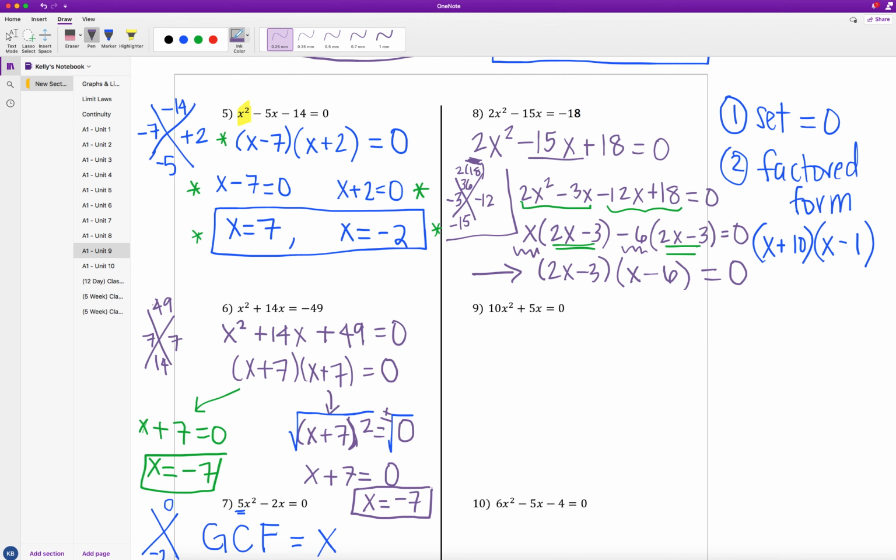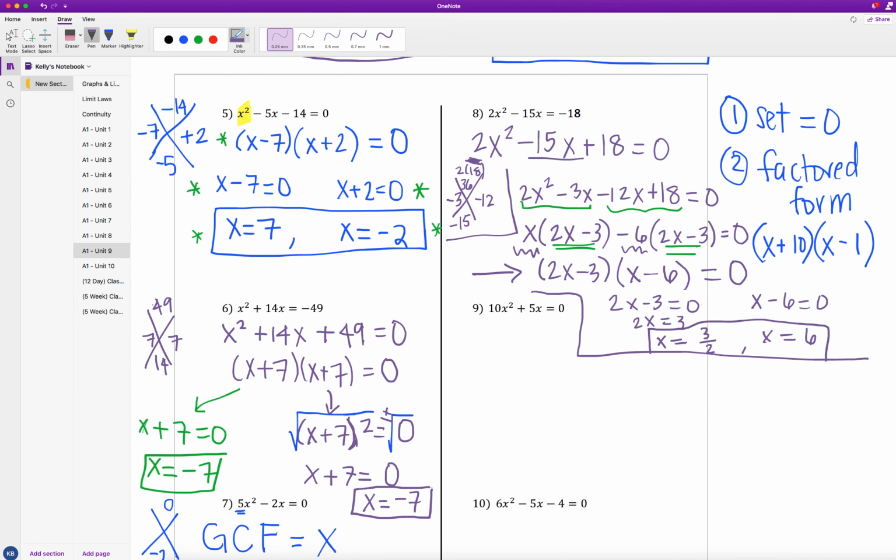Now from here we can use the zero product property. To use it, I'm going to set each of these factors equal to 0. So I'll get 2x minus 3 equals 0, and x minus 6 equals 0. To solve each one of these, I can do that individually on their own. For the first equation, I'll add 3, and then divide by 2, so we get x equals 3 over 2. In the second equation, we can add 6, and I get x equals 6. So those are my two final answers for my quadratic equation that we put into factored form.